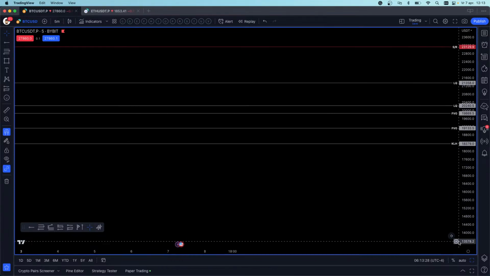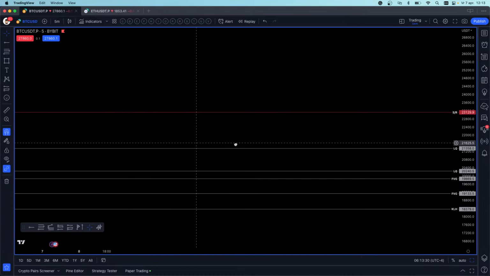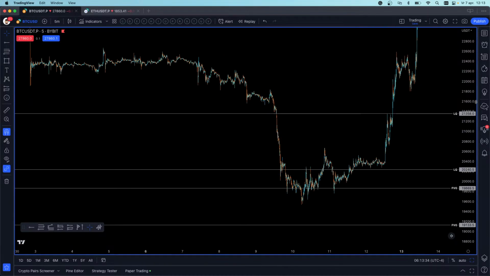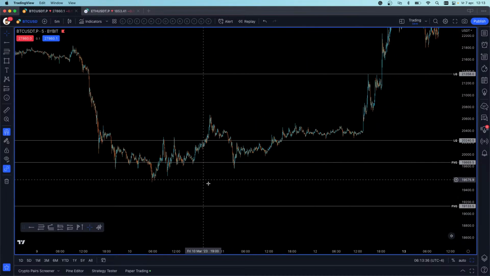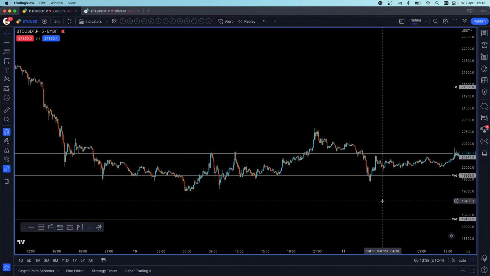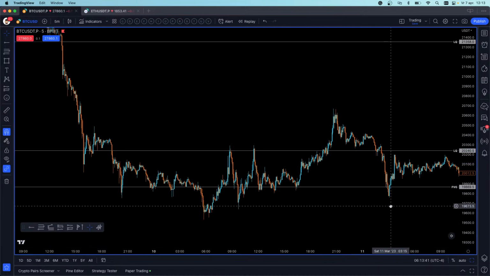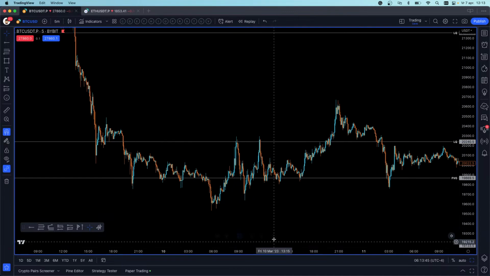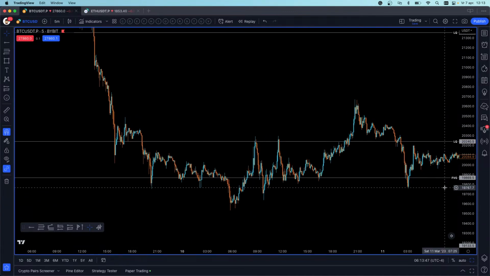Can I go all the way back? Yeah, there we go. What can we see here? It's now on a 5-minute chart. I was trading it on a lower time frame, but you are below a liquidity region, and we're going straight into this fair value gap.